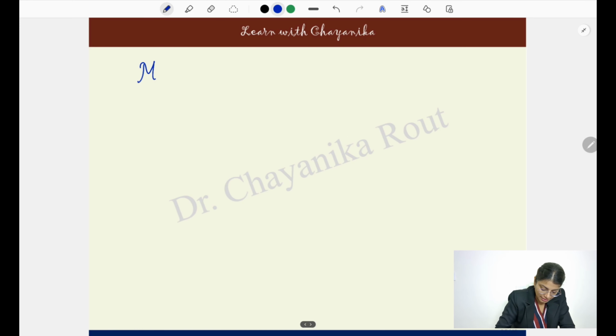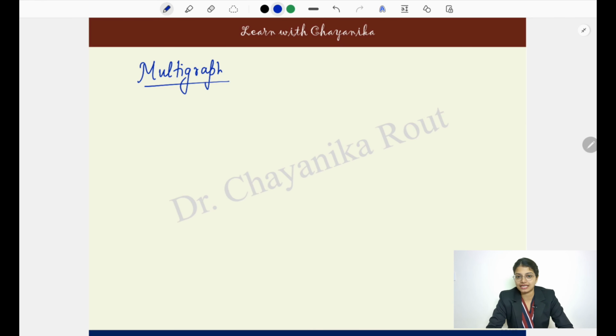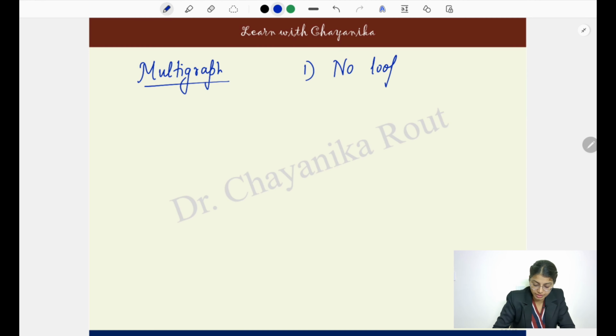Next, multigraph. As the name itself suggests, multi. So the graph has to have multiple edges. The first condition is that there should not be any loop in the graph, and the second condition is that the graph should contain multiple edges.